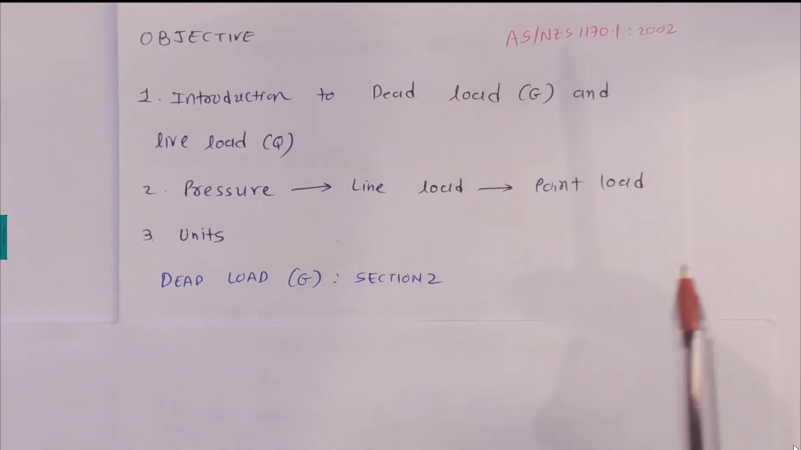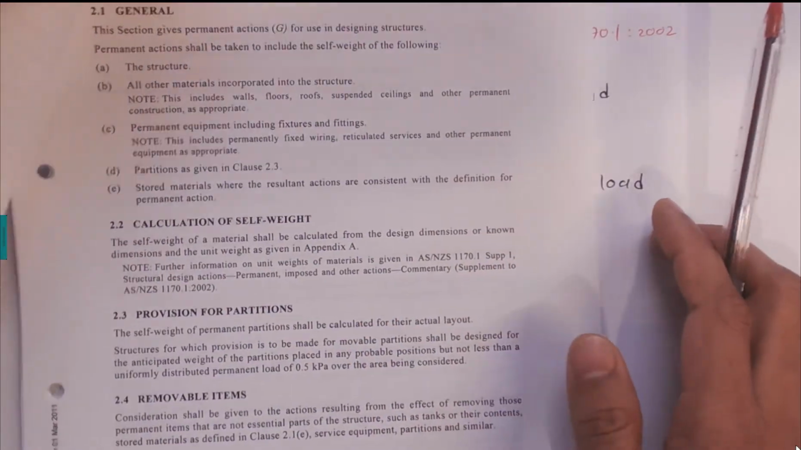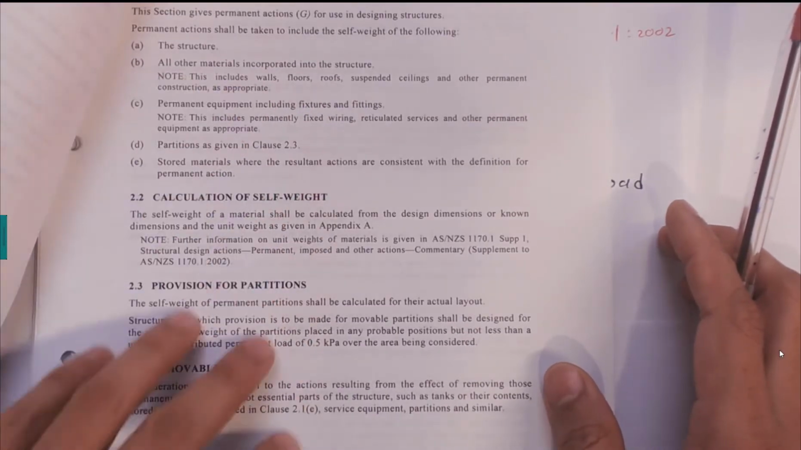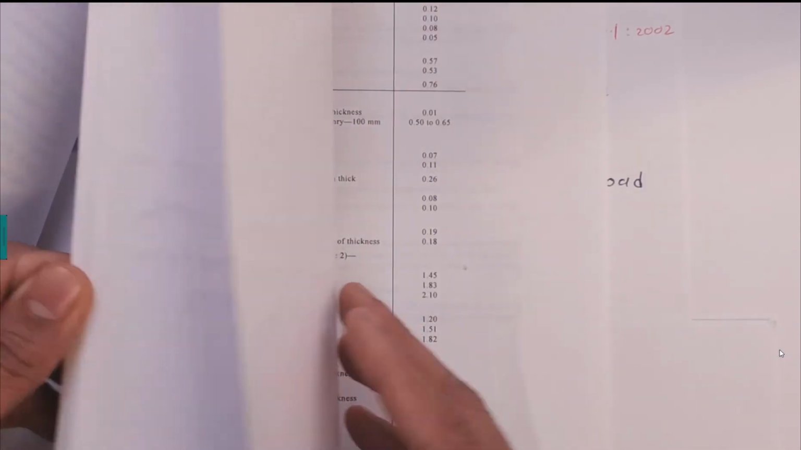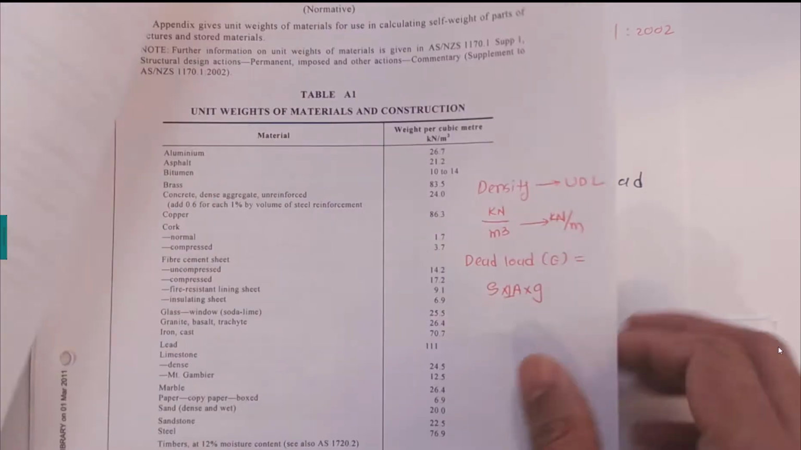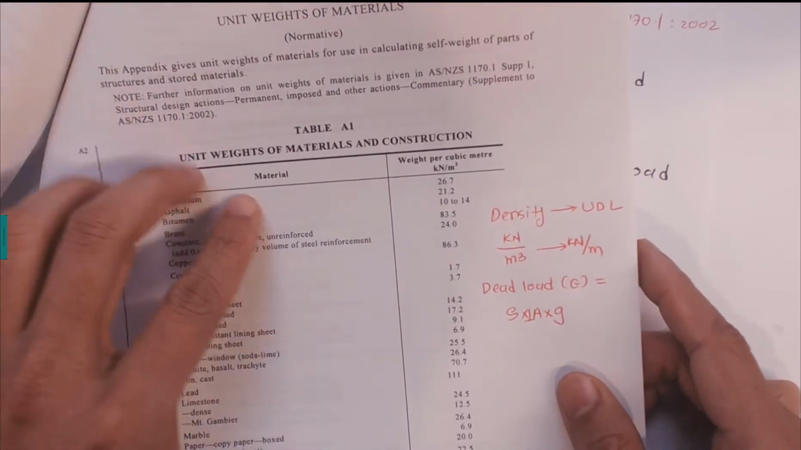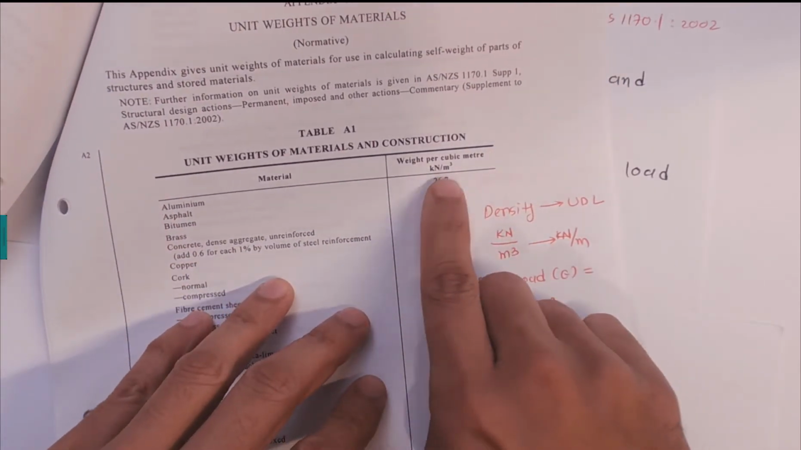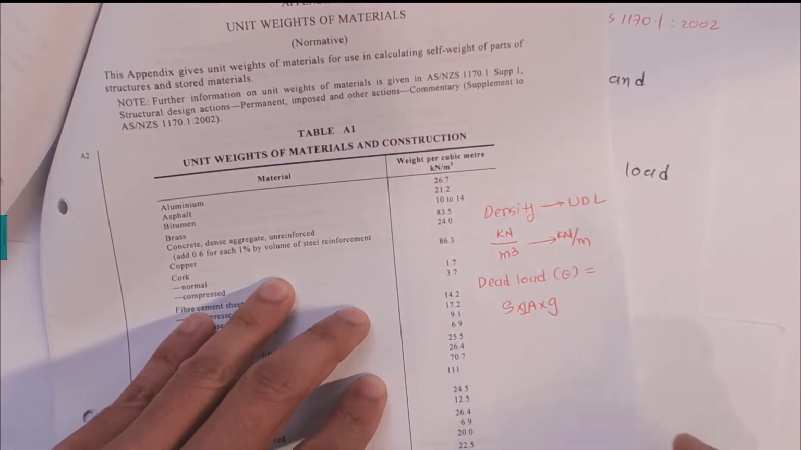1170.1 Australian standard. So if I show this one here, that is section number 2, which is permanent actions. It's just one page of information, but the most important part of this dead load is in the appendix, where we have Table A1. It gives the density of various construction materials in kilonewton per meter cubed. So I will show you how to convert this density into the UDL load.